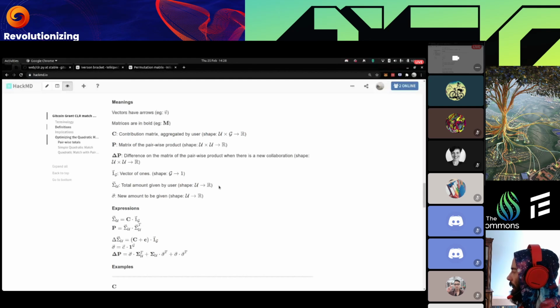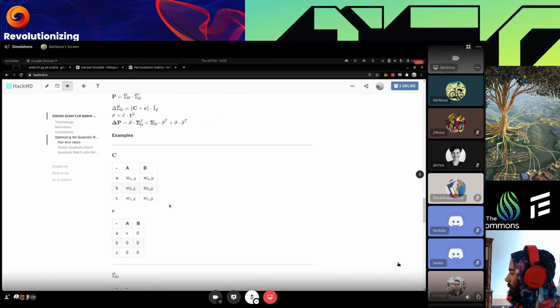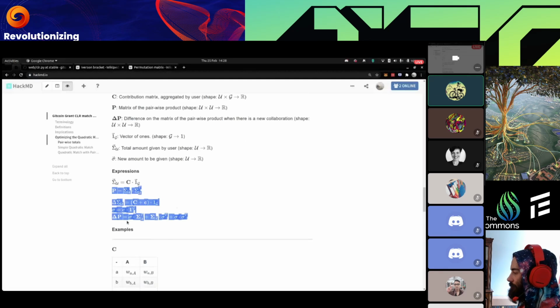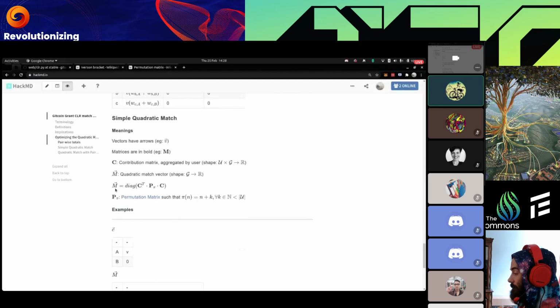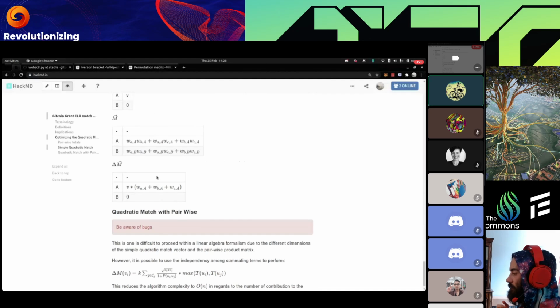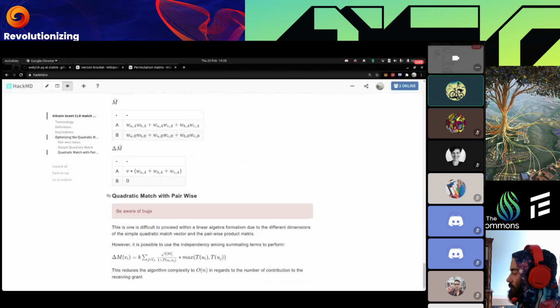I see. Okay. And do you have this matrix of grants and users yet, or no? Oh yeah, TC, we do have. Yeah, and let's say I already have, for example, a matrix expression for P, but for M we don't have one. I have a suggestion here for the simple quadratic match, but I'm still working on that. But the most important one would be to have a matrix formalism for the quadratic match with pairwise. But this is probably going to be a difficult problem.